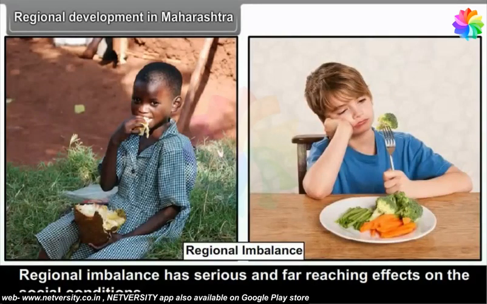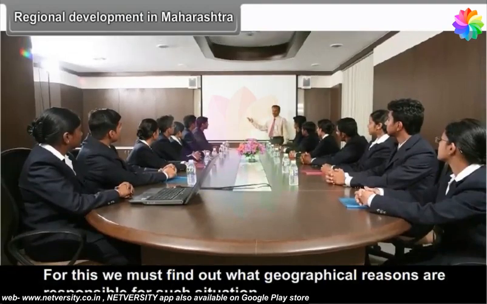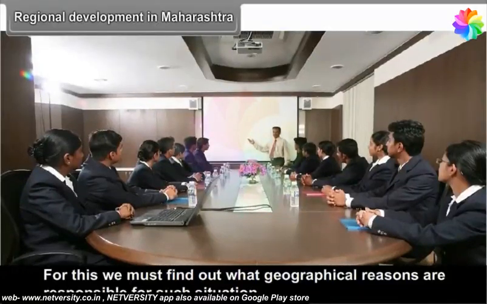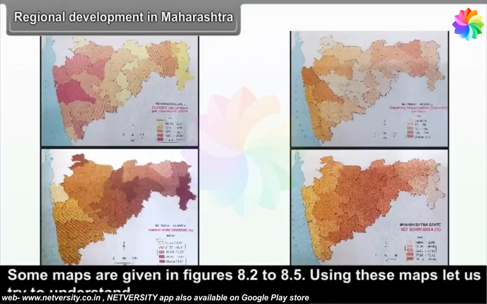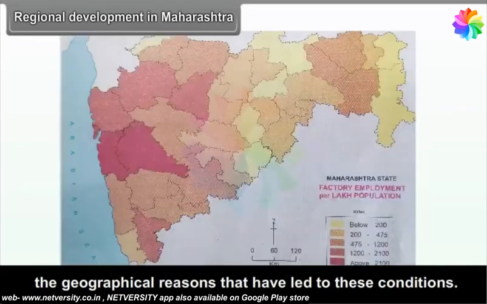Regional imbalance has serious and far-reaching effects on the social conditions. Hence, extra efforts need to be taken to reduce the imbalance. For this, we must find out what geographical reasons are responsible for such situations. Some maps are given in figures 8.2 to 8.5. Using these maps, let us try to understand the geographical reasons that have led to these conditions.